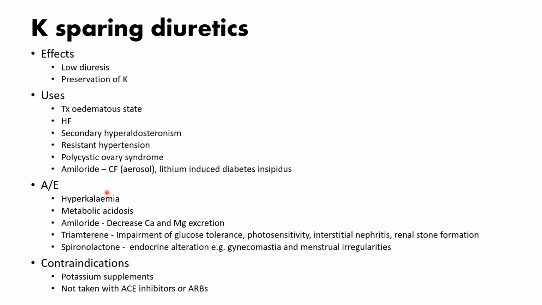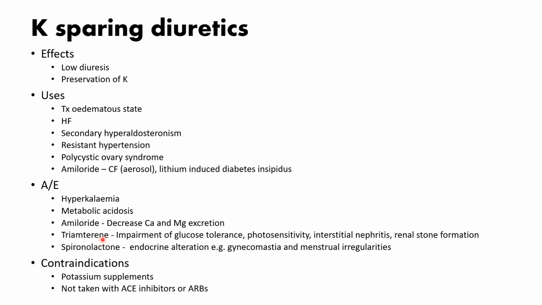Adverse effects include hyperkalemia because we preserve the potassium in our bloodstream, therefore we increase the concentration of potassium in our body, leading to hyperkalemia. We also get metabolic acidosis because we're not getting rid of that hydrogen ion, remember? So adverse effects of amiloride specifically, we decrease the calcium and magnesium excretion.